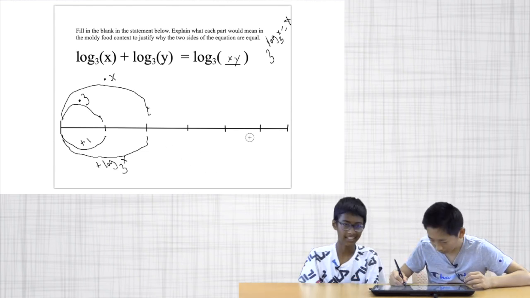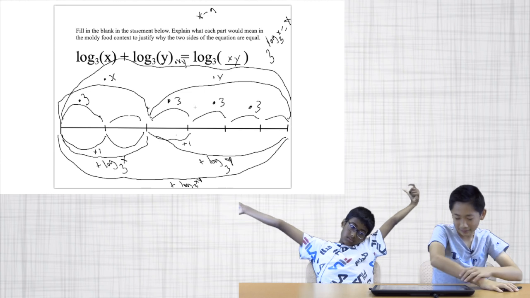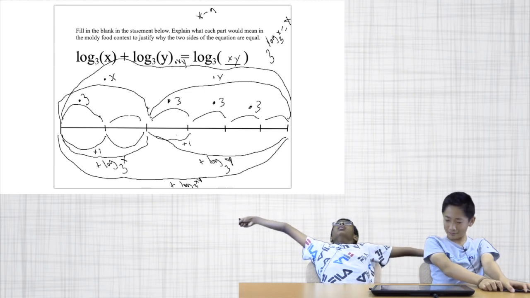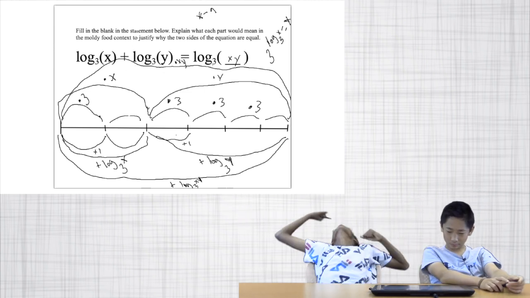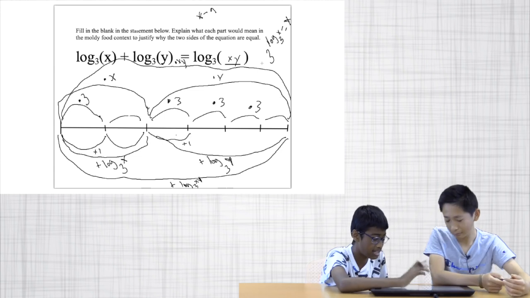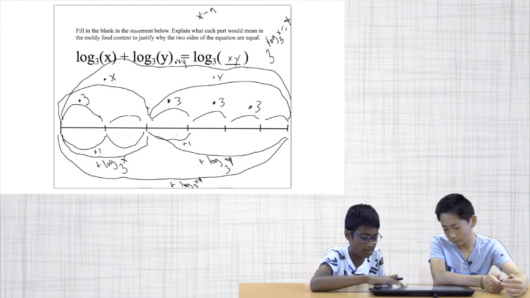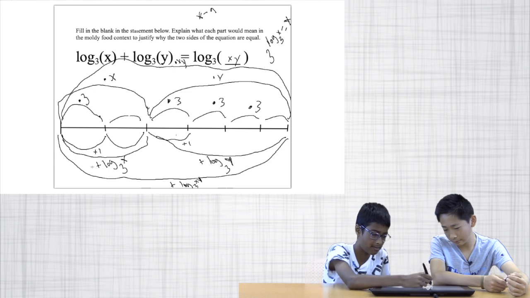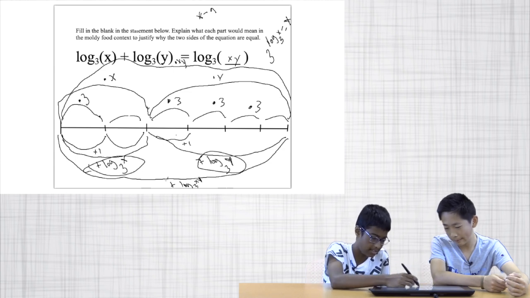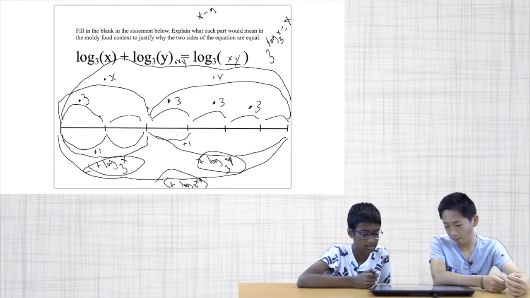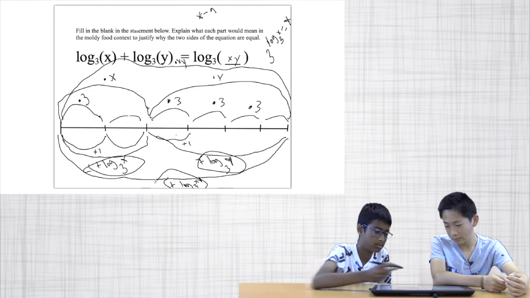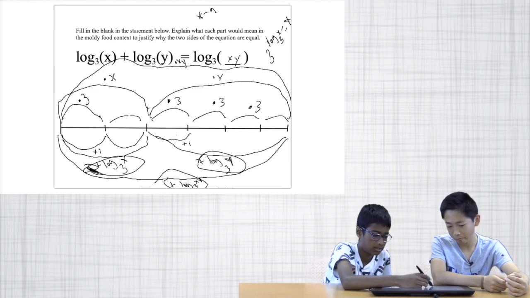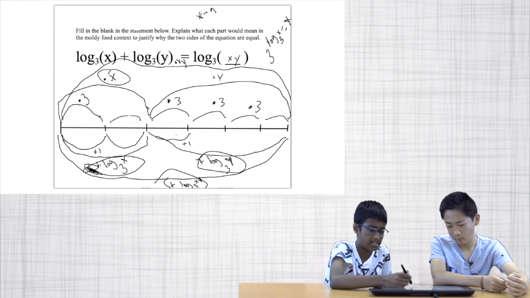Okay, so what should we do now? Can you use your picture to explain why log base 3 of x plus log base 3 of y is equal to log base 3 of xy? So we see that log base 3 of x and log base 3 of y are getting added, so if you add this plus this, you get this. And what could each of the things represent in the moldy food context? This represents a growth factor over x, and this represents a growth factor over y, and this represents a growth factor over xy.